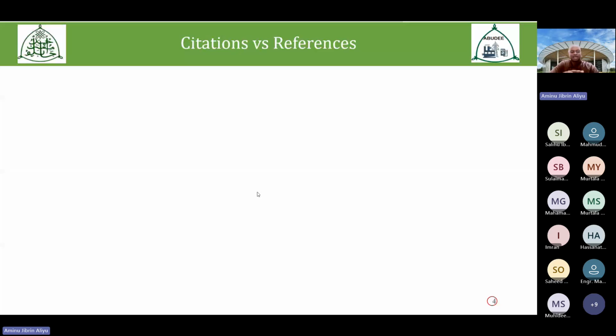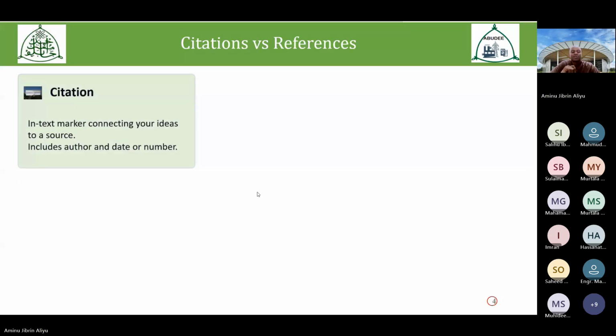So let's start with definitions, because these two terms are often confused: citations and references. So when we say citation, what do we mean by citation? A citation is the marker in the text. So when we are writing, there are usually some specific markers in between our writing. So those are citations. They are the markers in the text. So it is like a quick signpost that is connecting our idea back to a particular source.